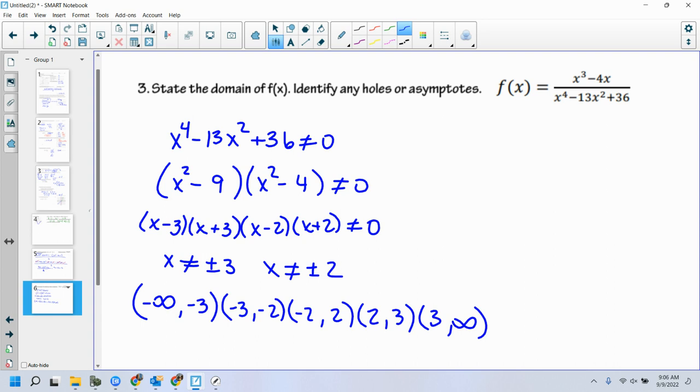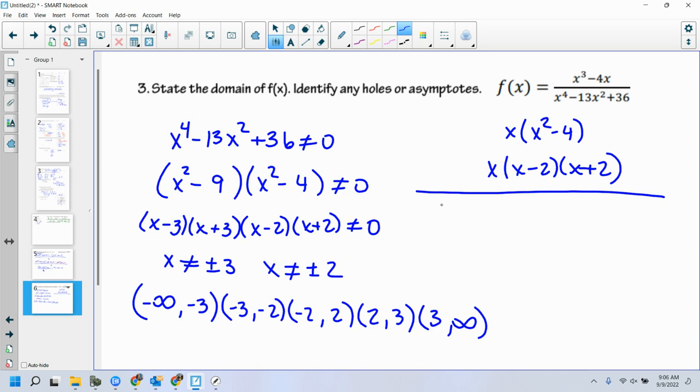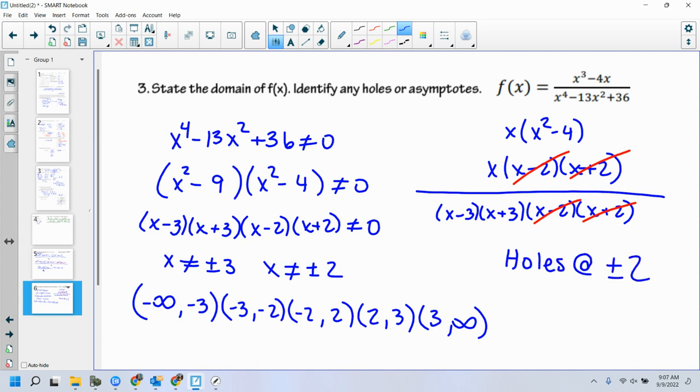But wait, look at the numerator. The numerator can be factored to this. You follow me there? That's the numerator. The denominator is all this. Do you see the things that can cancel? That's where the holes are. Remember, where you cancel are where the holes are. So there are holes at plus or minus 2.